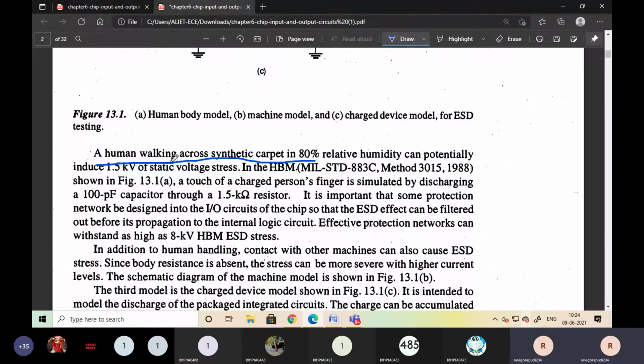That means when a human is touching the IC or IC related components, the IC may get discharged. That is nothing but electrostatic discharge due to human interference. The induced potential is 1.5 kilovolts. A touch of a charged person's finger is simulated by discharging a 100 picofarad capacitor through a 1.5 kilo ohm resistor.